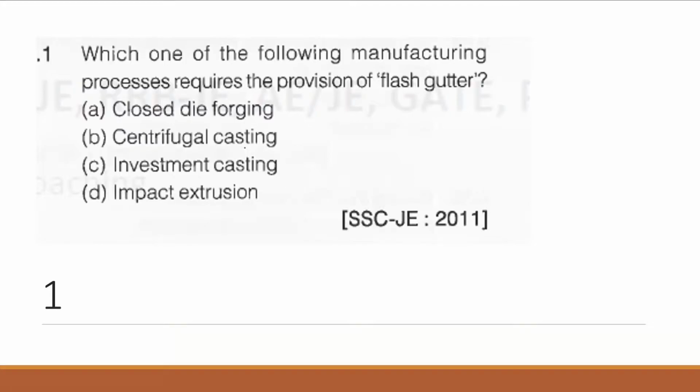Now the first question is: which one of the following manufacturing processes requires the provision of a flash cutter? These are the options: closed die forging, centrifugal casting, investment casting, impact extrusion. So the correct answer is closed die forging. Now we are going to see the explanation here.